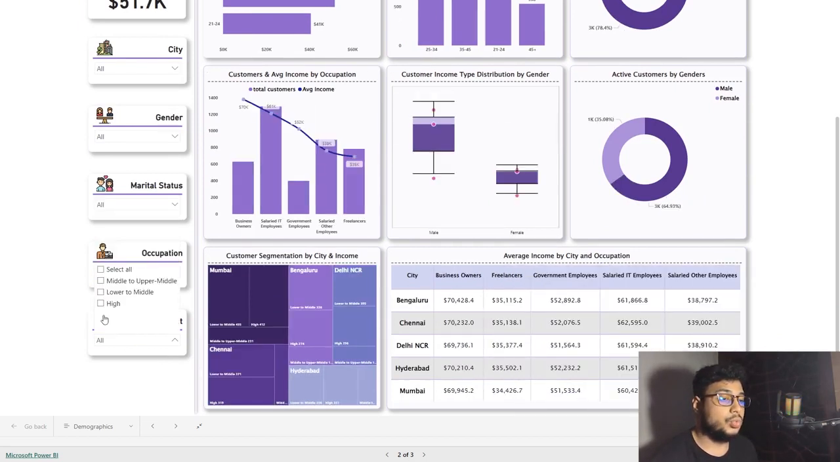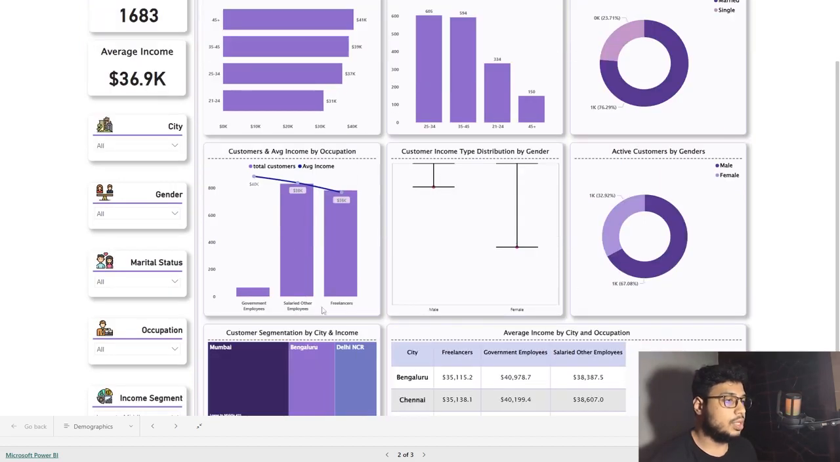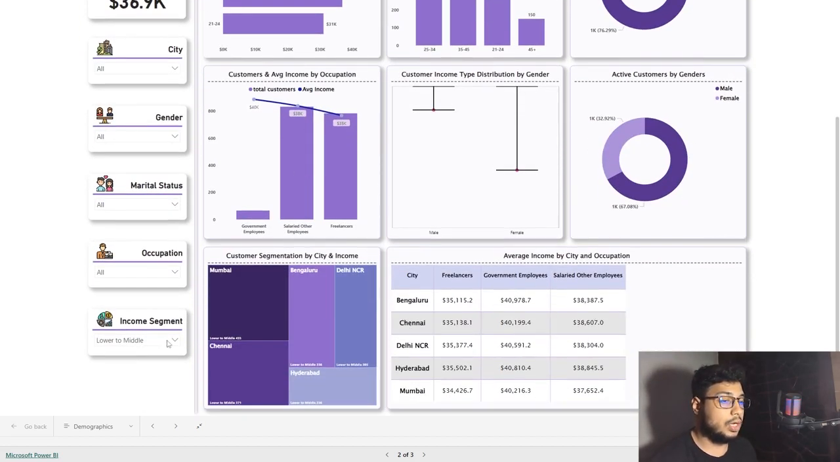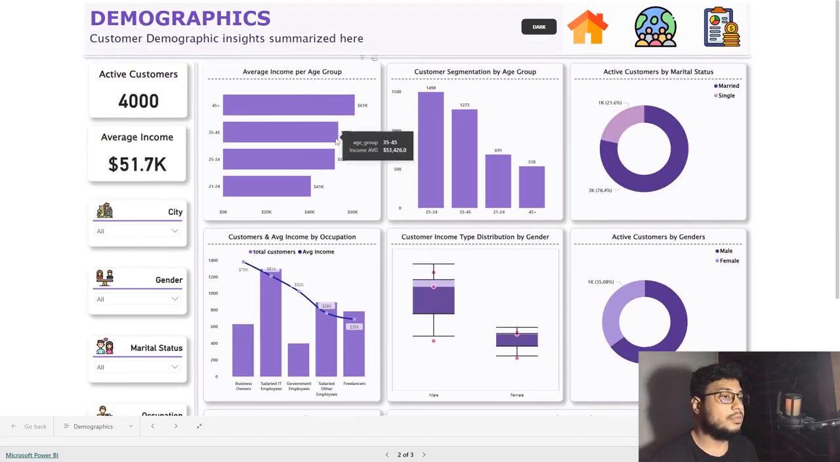And income segment we calculated using cluster analysis. So selecting lower to middle will filter the dashboard for the lower to middle income segment. In the demographics view, I have generated average income per age group. We see that age group 45 plus has on average the most income. We are also seeing the number of customers by age group, and active customers by marital status. We see that married customers are more than single customers.